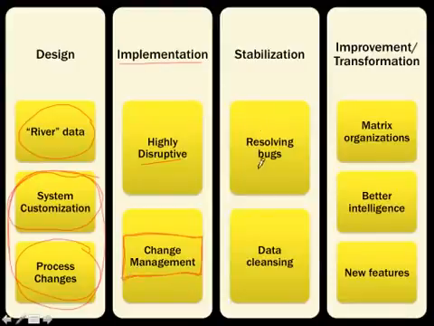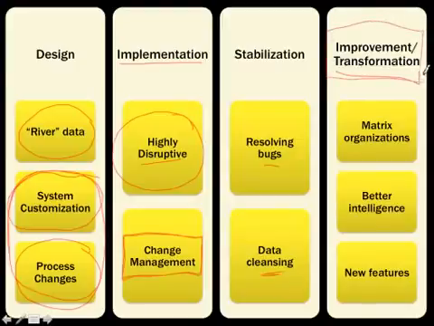Then we have stabilization. These are where we start fixing all these things we've discovered during this disruptive implementation phase. We find bugs in the software, we do cleaning on our data. And lastly, hopefully, we get to the improvement phase. And this is where people generally were selling you back here in the design phase, hey, we can accomplish this if we just do the software.